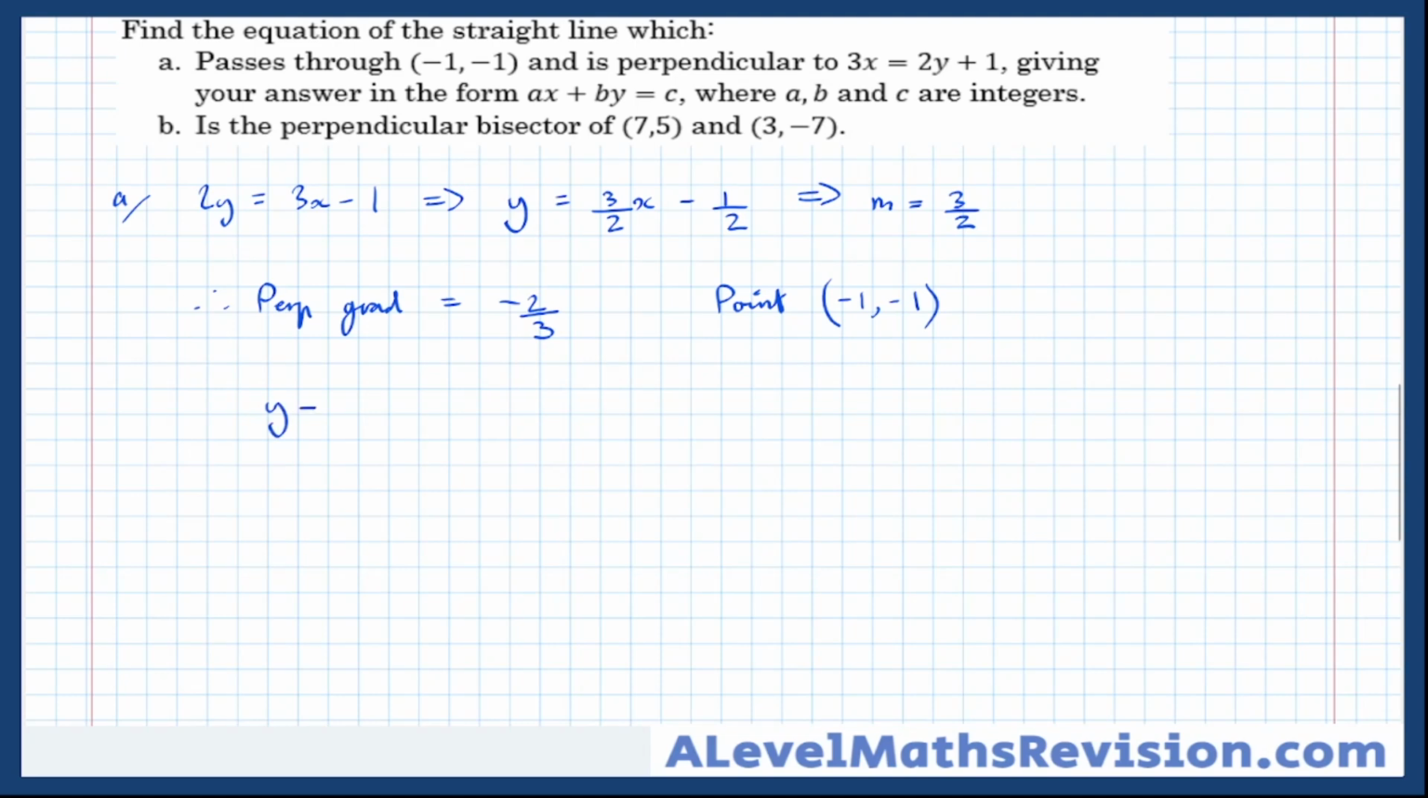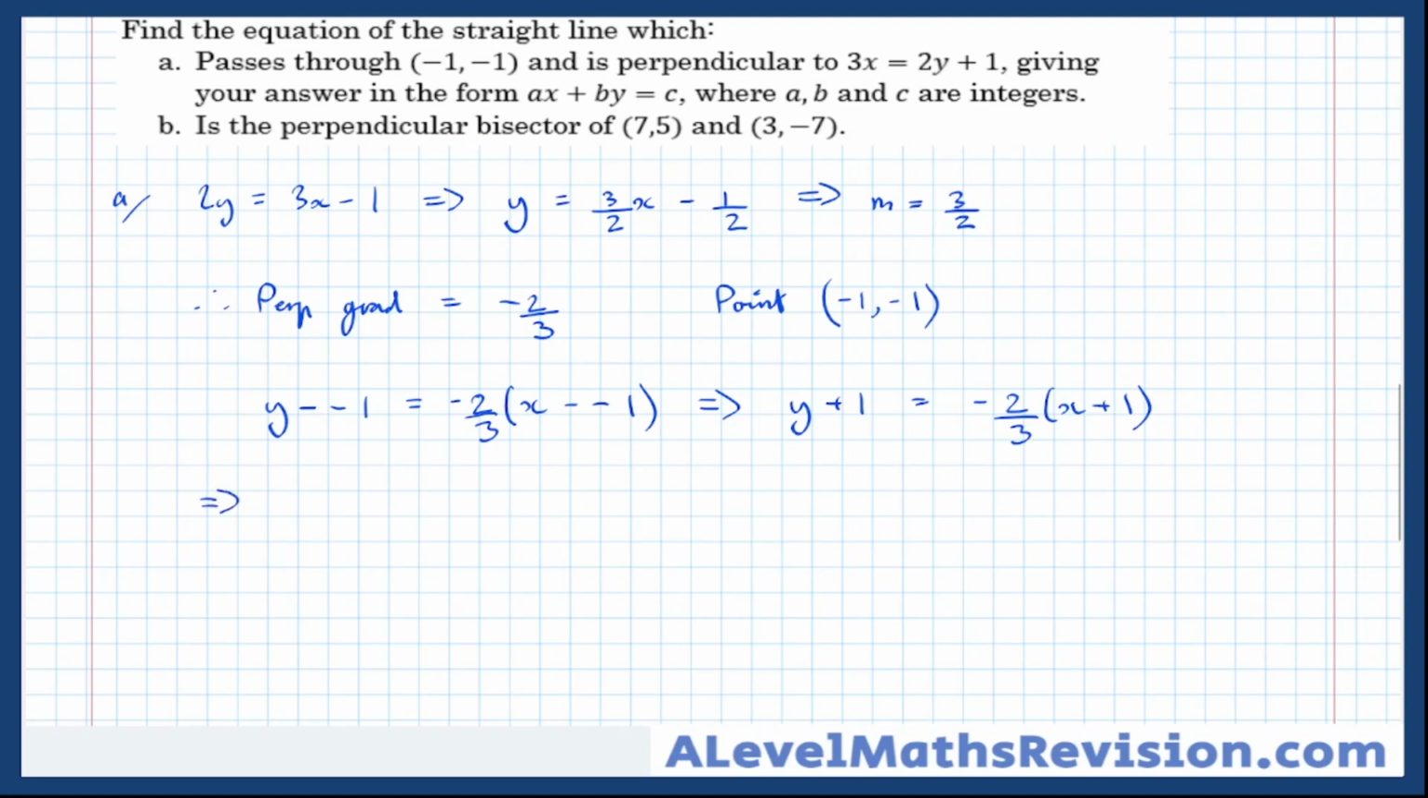So we've got y minus y1 equals minus 2/3. That's the perpendicular gradient. Times x minus x1. And just tidying that up a little bit, which implies y plus 1 equals minus 2/3 of (x plus 1). And note the restriction that we need integers for the coefficients.